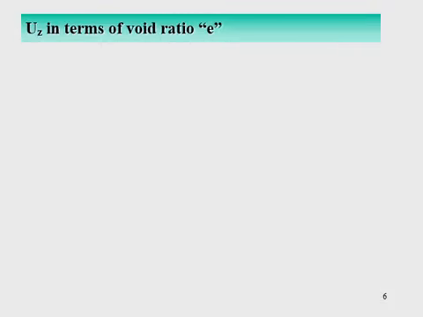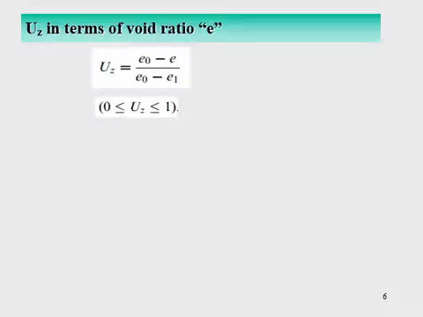Let's represent UZ in terms of void ratio. So UZ is equal to (e naught minus e) divided by (e naught minus e1). What is e naught? It is the initial void ratio at the start of consolidation. And what is e1? e1 is the void ratio at the end of consolidation. And what is e? e is the void ratio at some time t, whose value varies from e naught to e1.